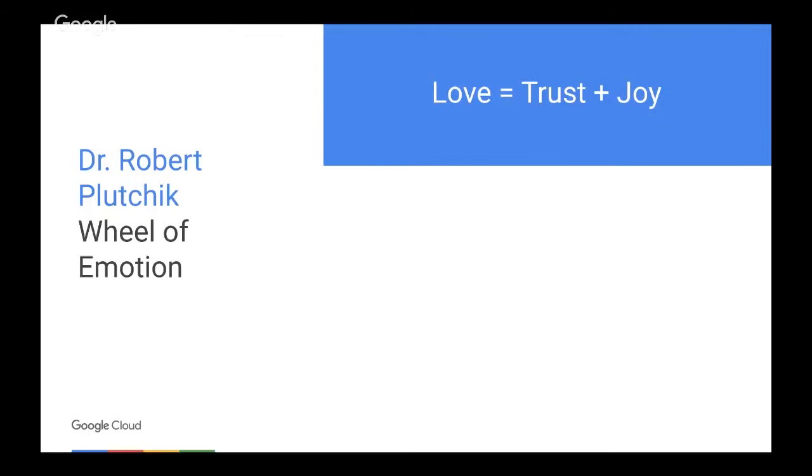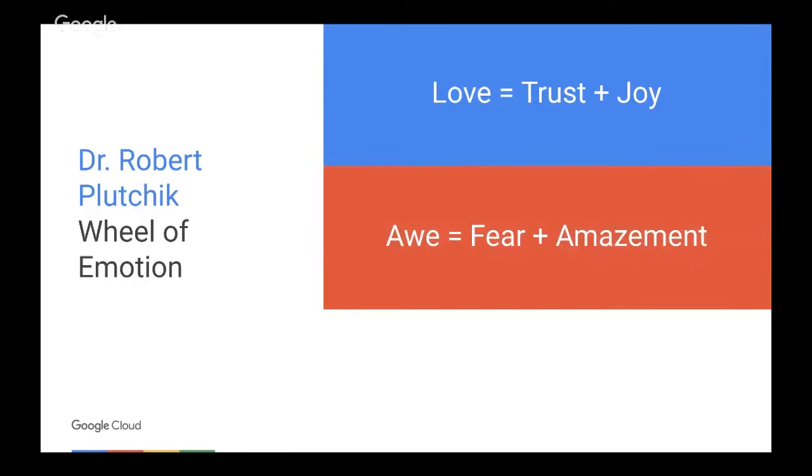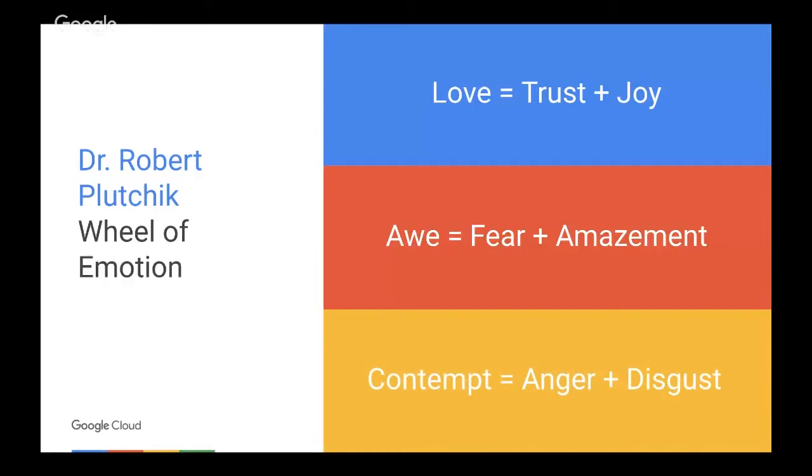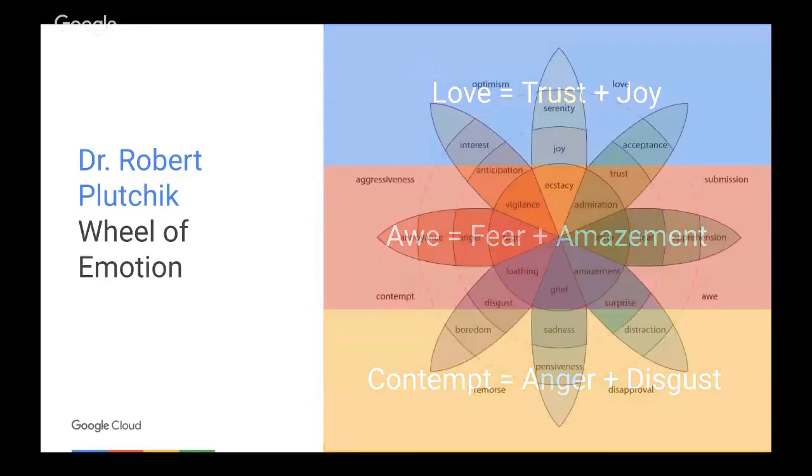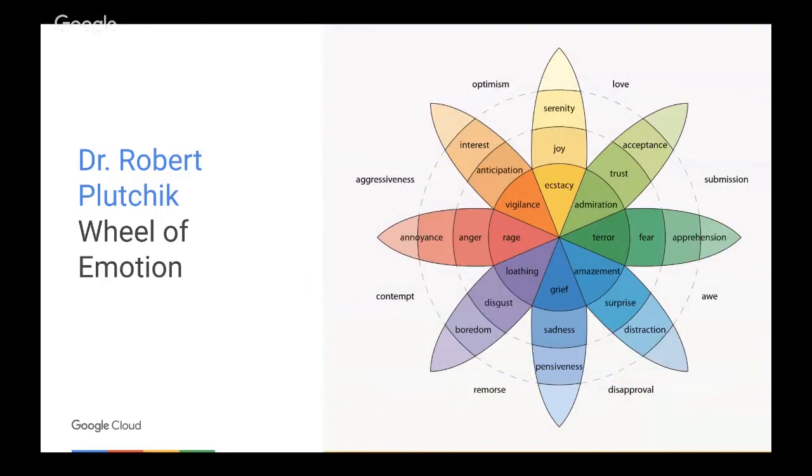So think of it like this. We have something called the wheel of emotion that was created by Dr. Robert, which explains love and other emotions as a combination of two other fundamental emotions. So for love, it is often trust plus joy, and awe is often fear plus amazement. So it's like the positive kind of amazement. And then contempt is anger plus disgust. And if you look at the full circle of it, it's that combination of things, right?